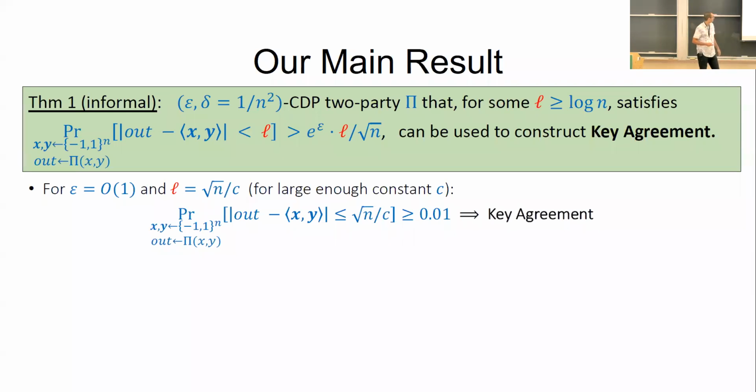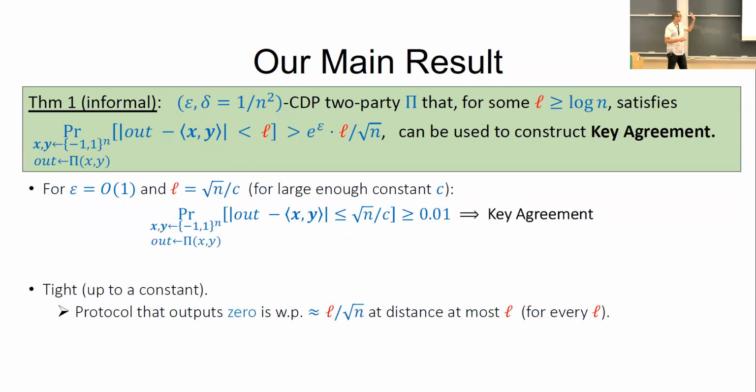Note that this is tight up to a constant, because if you think about the trivial protocol, where the party just outputs 0, this zero protocol has the property that for every L, it gives you a confidence of L over square root of n. This is the probability that the inner product will be within distance L of zero, just by the properties of the binomial distribution. So if you replace this L over square root of n by a million over square root of n, then it becomes non-trivial.